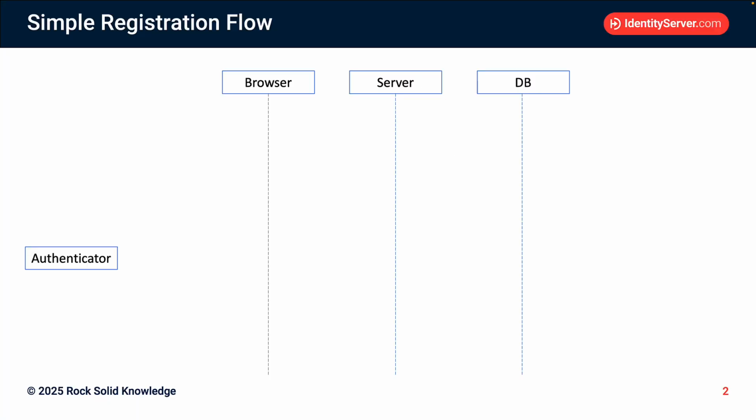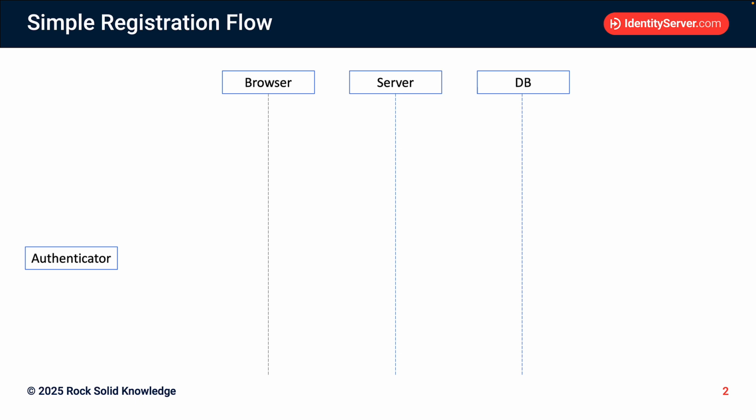Now, when we use FIDO, we have to do two things. We have to register the component, and then we have to log in using that component. And the flow for both of these is very similar. So let me walk you through the registration flow. Now notice, there are a number of players here. There's the browser, there's the server, there's a database, and then there's the authenticator.